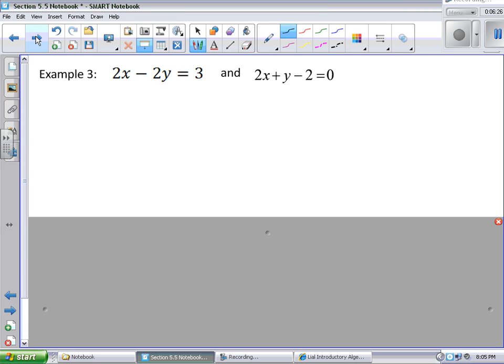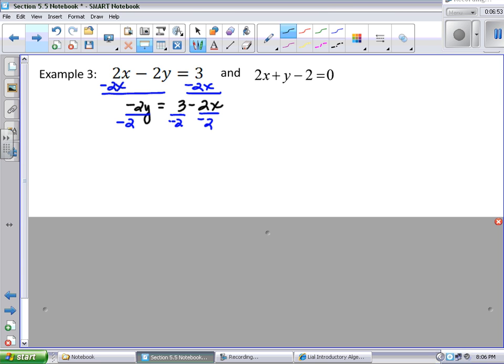Here's another example. Again, we have to start by solving each equation for y. First equation, subtract 2x from both sides. Negative 2y equals 3 minus 2x, or minus 2x plus 3. Doesn't matter what order you write them in. Divide every term by negative 2.